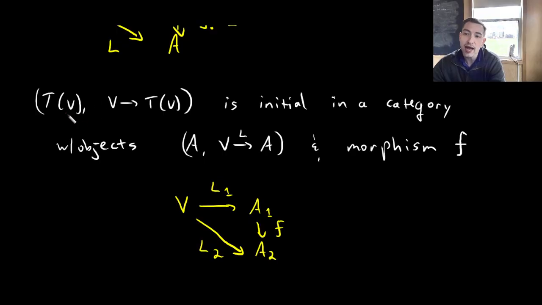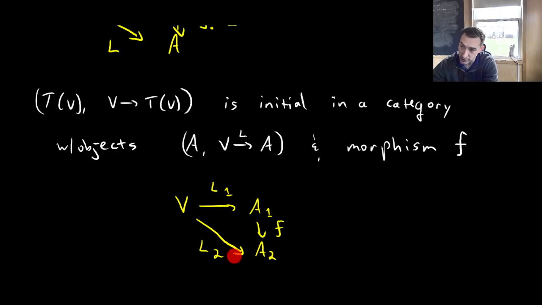So in the category, the objects, so T of V and this map from V into T of V, it's initial in a category where the objects are unital associative algebras equipped with linear maps from the underlying vector space into the algebra. So these two, the algebra plus the linear map from the vector space into the algebra, this is the object. And then the morphisms. So this would be one object here: here's our algebra, here's our linear map. This would be a different one.